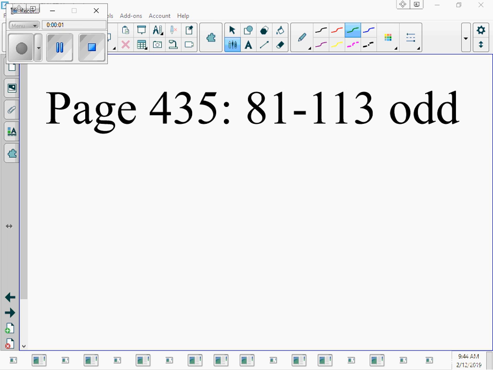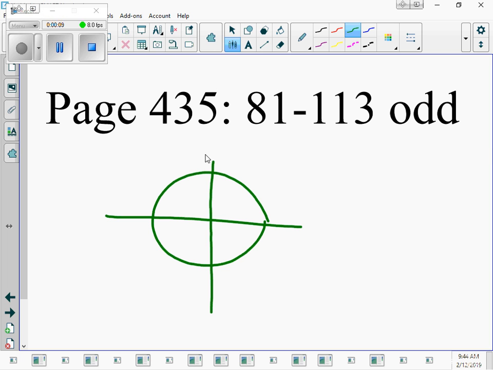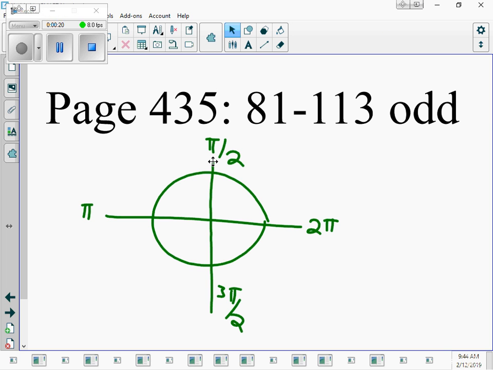Let's do just a really quick review of radians. In my unit circle, I know that the full rotation is equal to 2 pi radians. So that would be pi. This would be pi over 2 and 3 pi over 2.